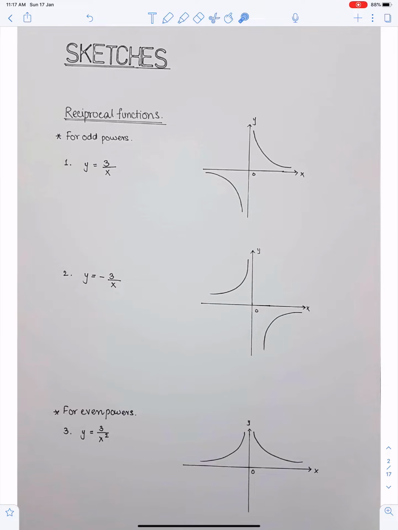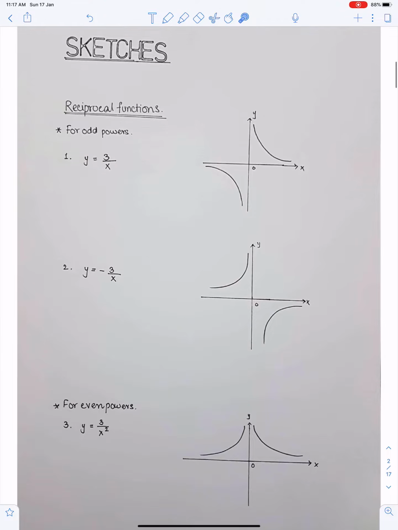Sketches. Reciprocal functions. We have two types of reciprocal functions: functions with odd powers and functions with even powers. This is the reciprocal function with odd power. This function has power 1. We can have any odd number here, like 1, 3, 5, and any coefficient can be here, like 2, 3, 4, 5, whatever.